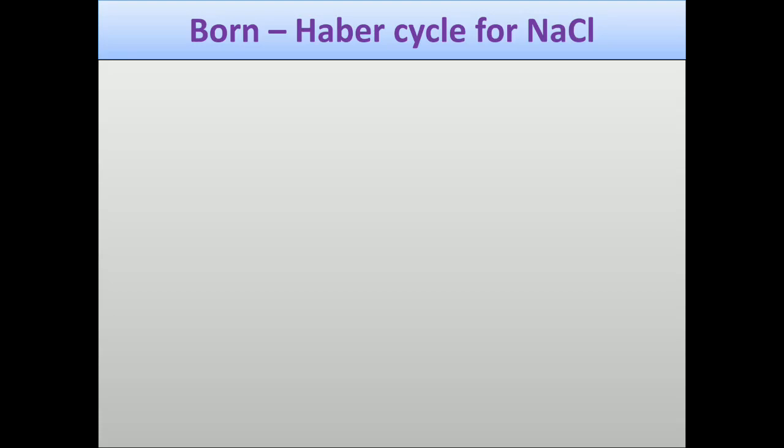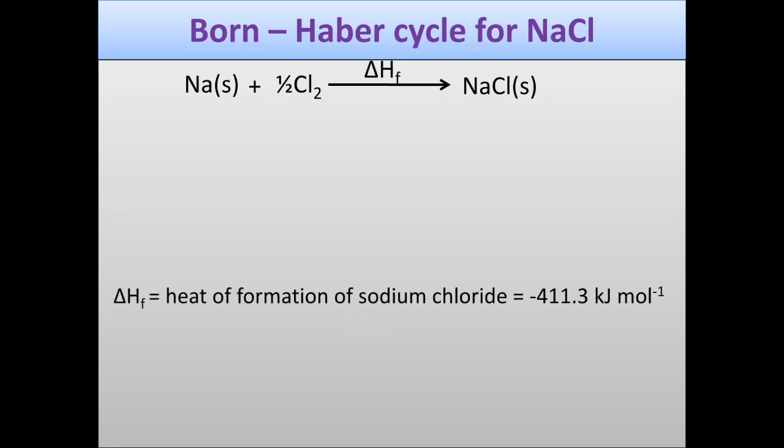Now, let me explain with the help of one example. Born-Haber cycle for determining the lattice enthalpy of NaCl. NaCl means sodium chloride. The formation of NaCl can be considered in 5 steps. Now, this is the direct formation of NaCl, that is sodium chloride, by a single step. The enthalpy change for this reaction is ΔHf, and it is equal to minus 411.3 kilojoule per mole.